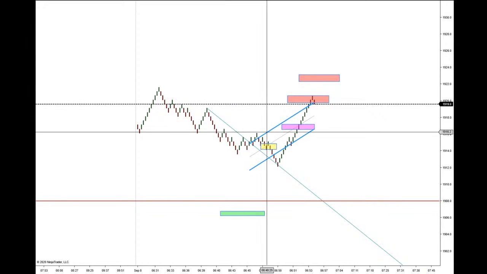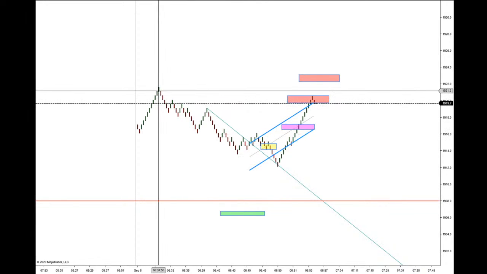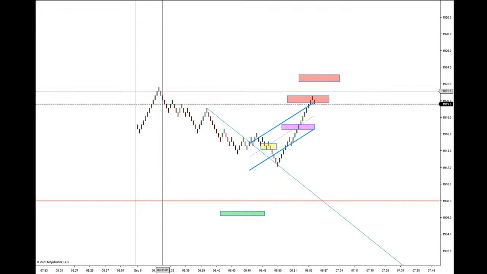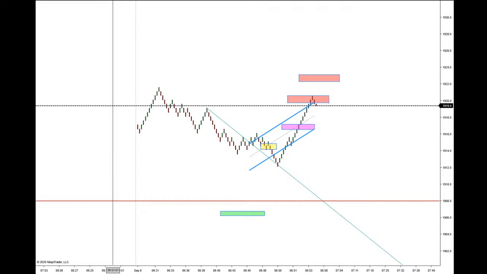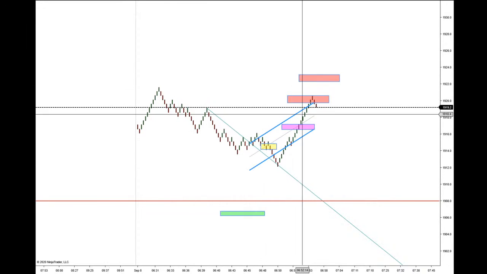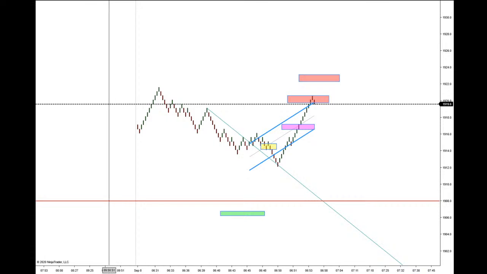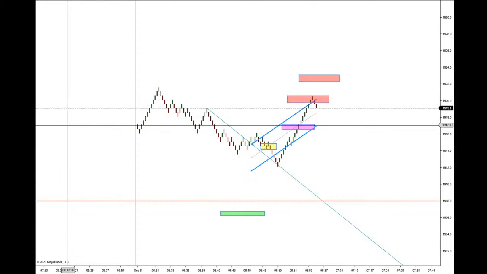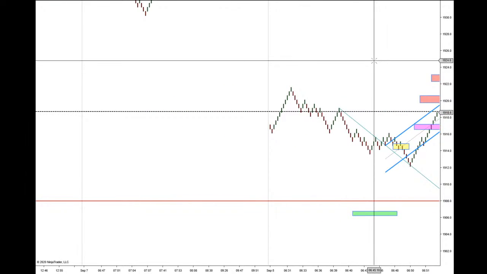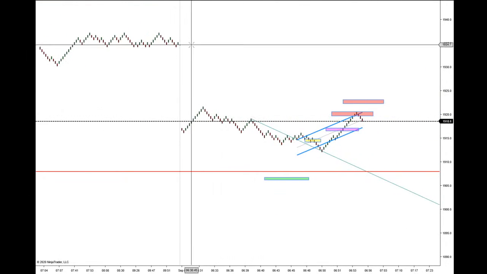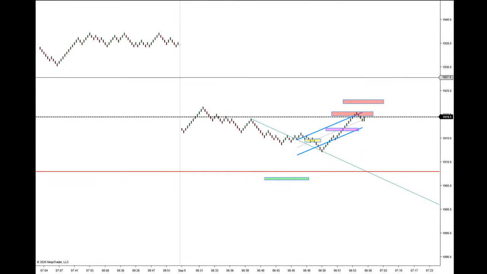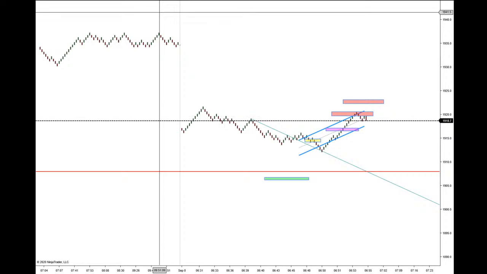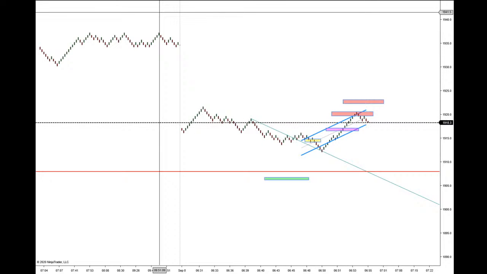So what could this be? We could be doing a B C or 1 2 3 to the downside from here. Oops, you can't see that. Hold on. From here, A B C. Let me plot that if this is a possibility.